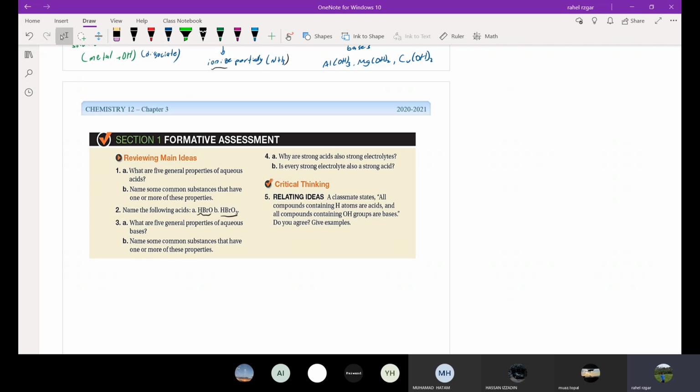We also have strong bases. We also have salts. All right? We also have other ionic compounds, other substances, which can become strong electrolytes.